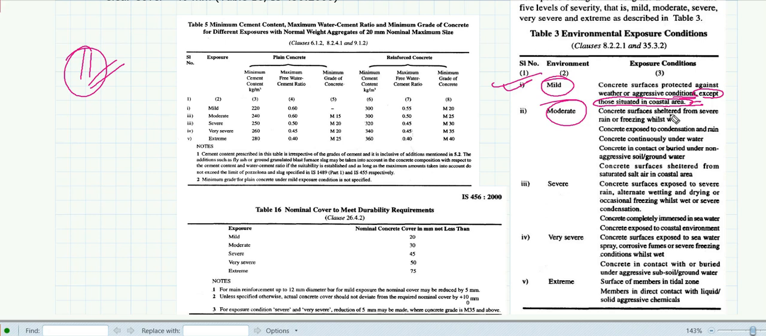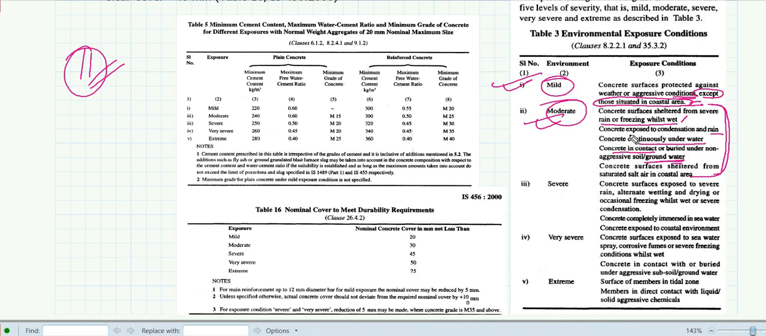The concrete surface sheltered from severe rain and freezing whilst wet. Concrete exposed to condensation and rain. Concrete continuously under water. Concrete in contact or buried under non-aggressive soil or groundwater, and concrete surface sheltered from saturated salt air in coastal area. So if you are experiencing this kind of conditions in your structure, then this particular exposure condition you will call moderate.